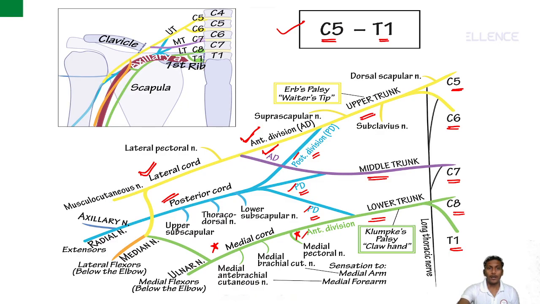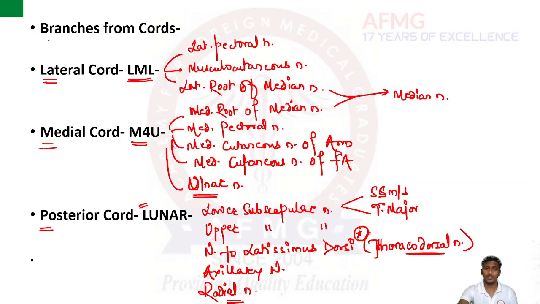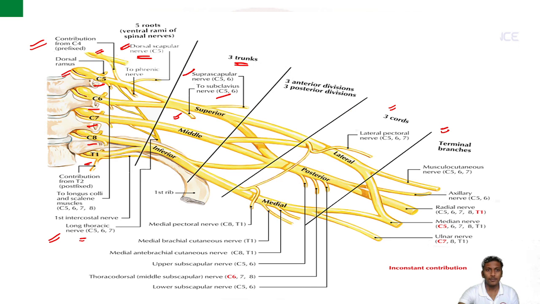Now, talking about some applied aspects from orthopedics, starting with Erb's palsy. Questions on this have been repetitively asked. Please remember, in the upper trunk there is a common point where 6 nerves meet together. This is what is known as the Erb's point.